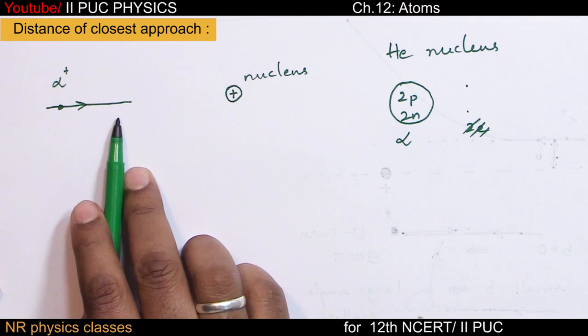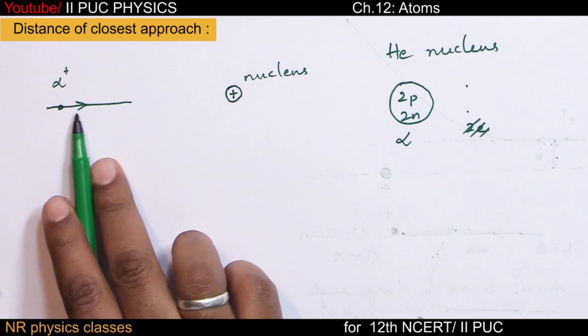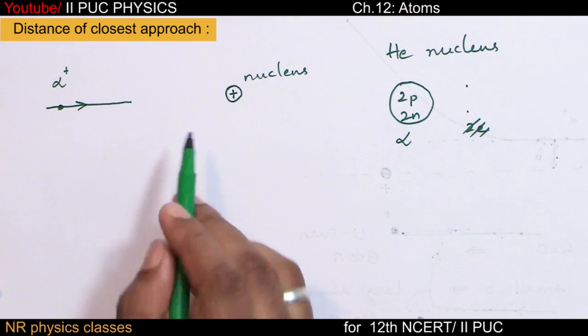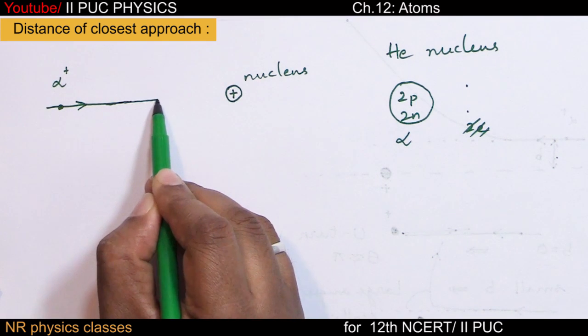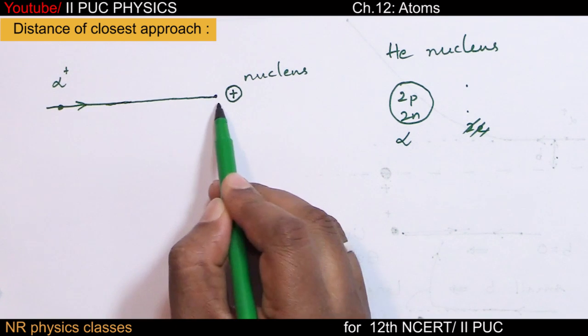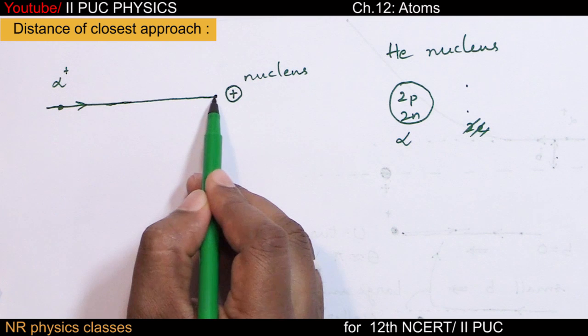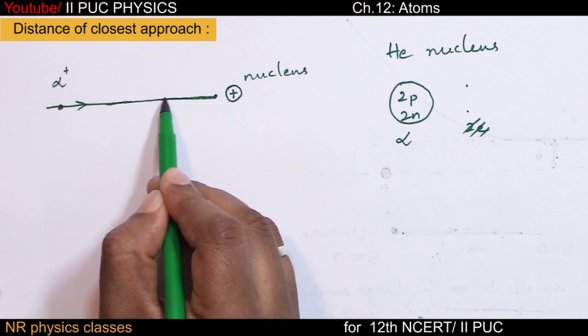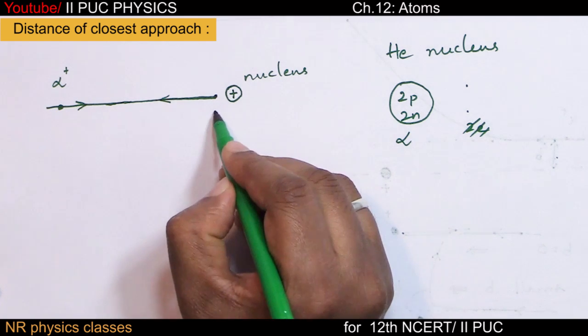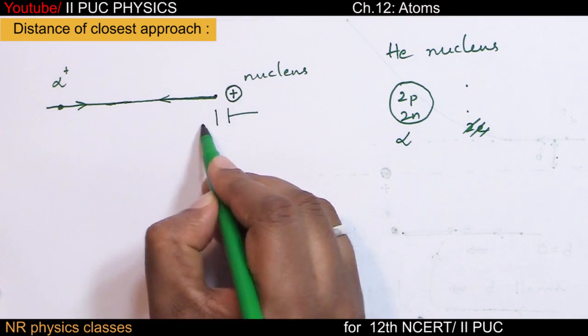Now observe this case. As the alpha particle approaches the nucleus, the force of repulsion increases. Very close to the nucleus, the force of repulsion will be so high that the alpha particle will retrace or get scattered. And this distance is called the distance of closest approach.